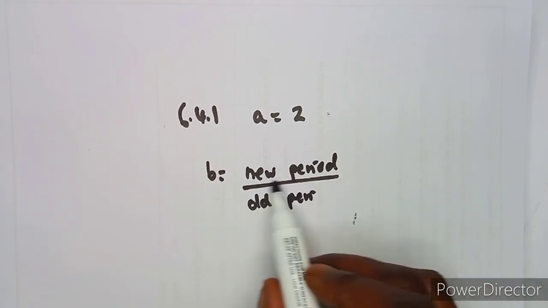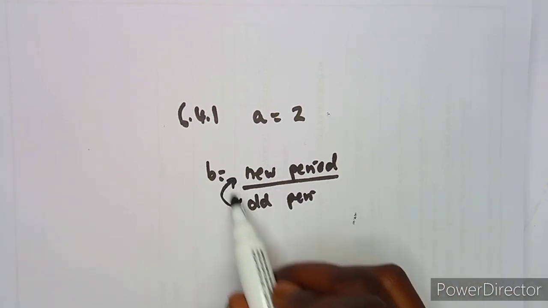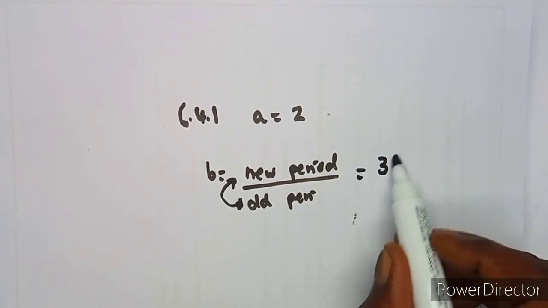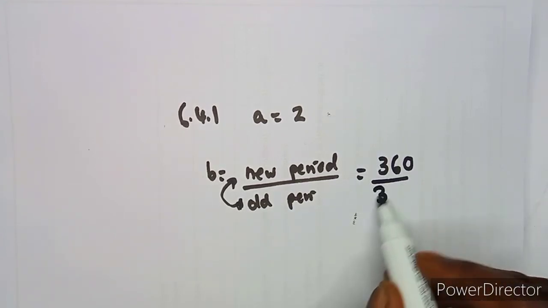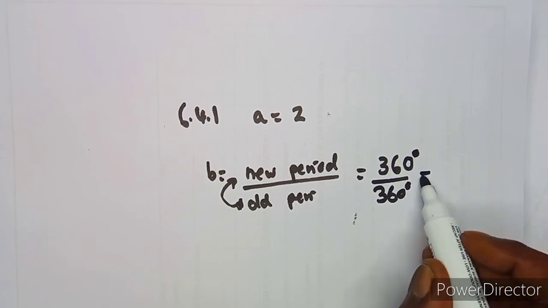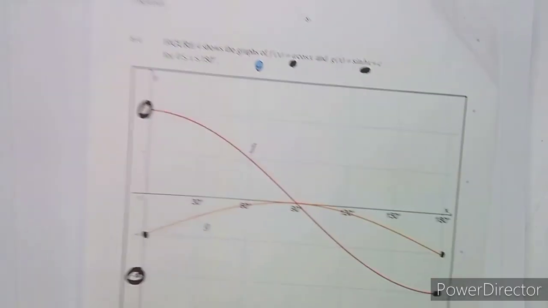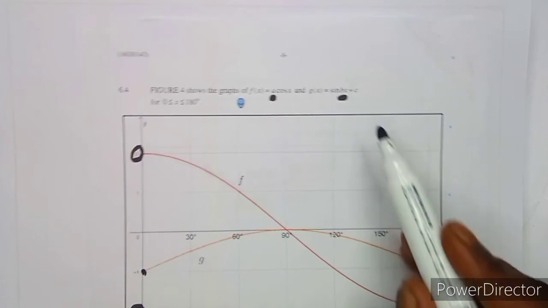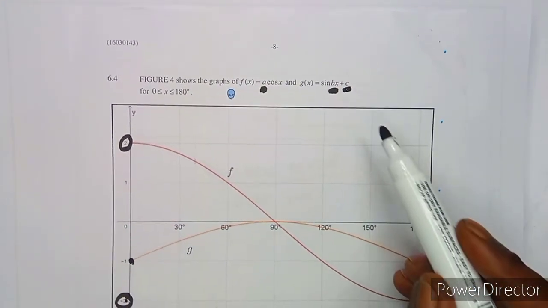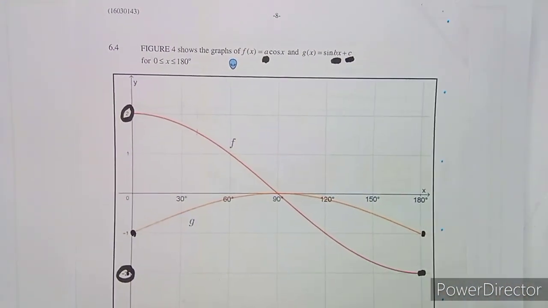All right, that's going to be old over new, sorry, that's going to be opposite there. So the old period is 360 and the new period is 360 there. So dividing these two is going to give us a 1. So that's our b. All right, then c, as you can see, c is a shift which happened.